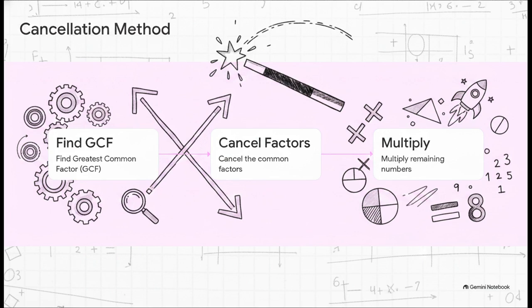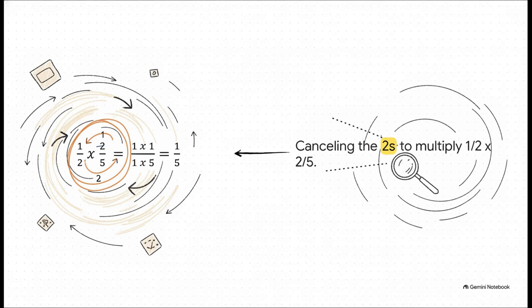Step 1. Look at the numbers diagonally across from each other and find their greatest common factor, or GCF. Step 2. Cancel those common factors out by dividing. And step 3, multiply whatever tiny numbers are left over using our golden rule. Watch how this actually works in practice.